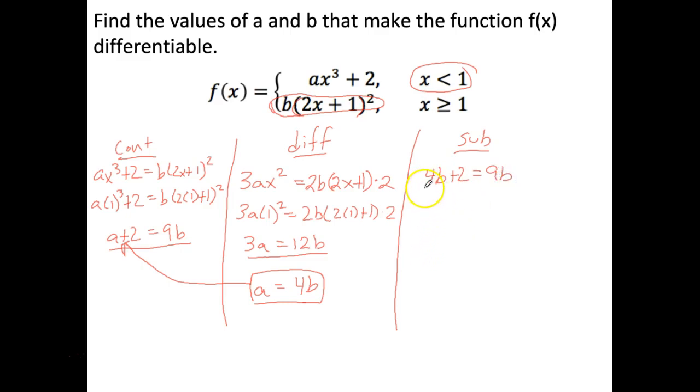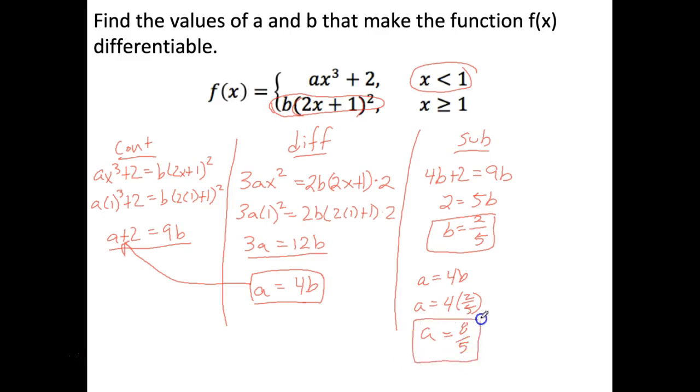We're just solving for b. So let's subtract the 4b over. It's going to be 2 equals 5b. So b is equal to 2 over 5. Okay, that's what b is. Now we can come over here and plug b into here, and we got what a is. So a is equal to 4b. b is 2 over 5, so we got 4 times 2 over 5, and that's going to leave us with a is 8 over 5.